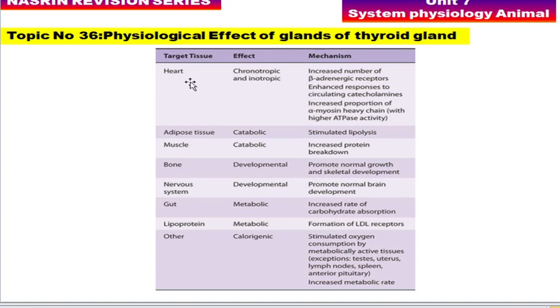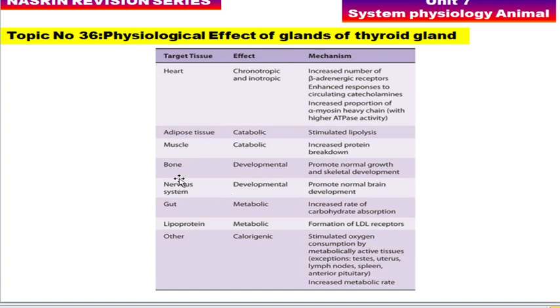With respect to the heart, it increases the number of beta adrenergic receptors. These receptors are involved in regulating cardiac function. It also increases the response to circulating catecholamines like norepinephrine, which are important in providing a vasoconstriction or vasodilation effect, important in increasing or reducing the blood pressure. Next, it increases the proportion of alpha myosin heavy chain activity. In respect to adipose tissue, it stimulates lipolysis, and in muscle, it increases protein breakdown.